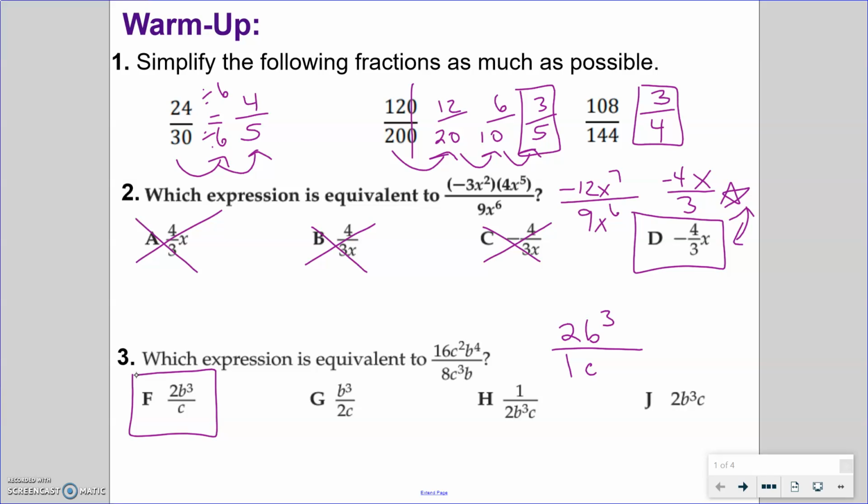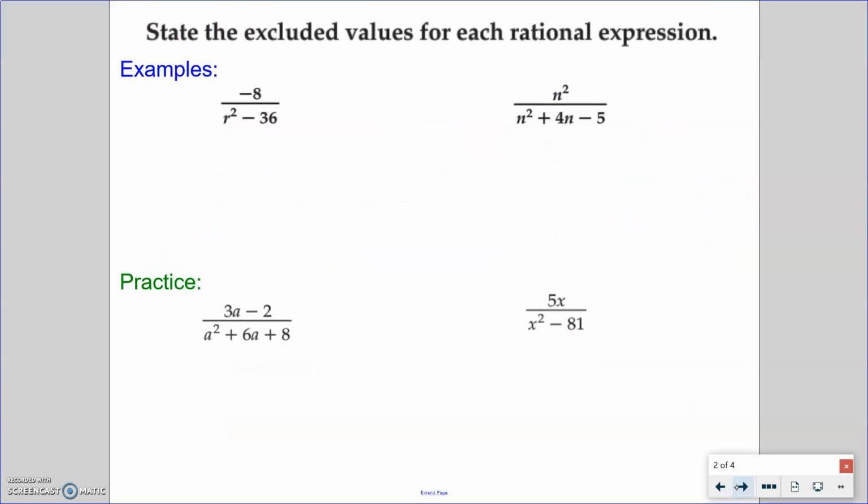So this is all prior knowledge, right? How to simplify fractions, how to simplify using exponent properties, things like that. That's going to come into play today because we're going to talk about rational expressions. Notice how they kind of look like fractions, but they have letters in either both the top and the bottom, or at least the bottom part of the fraction.